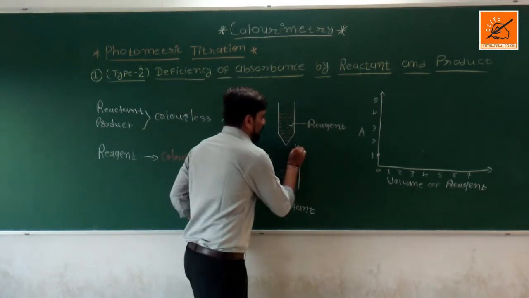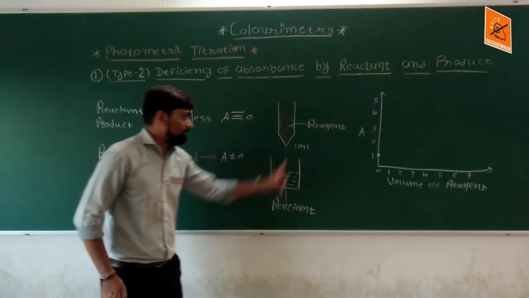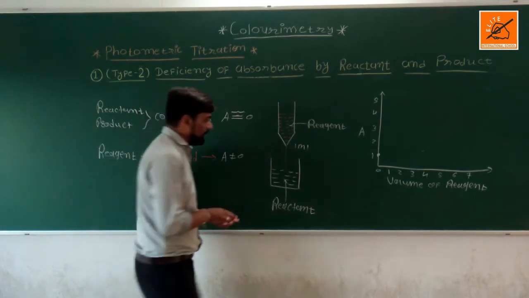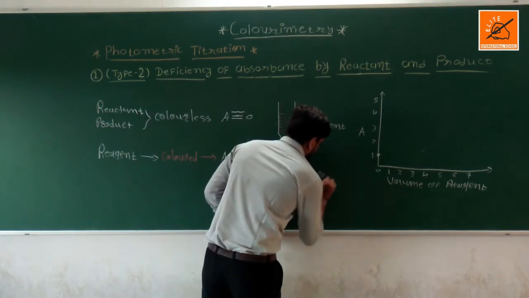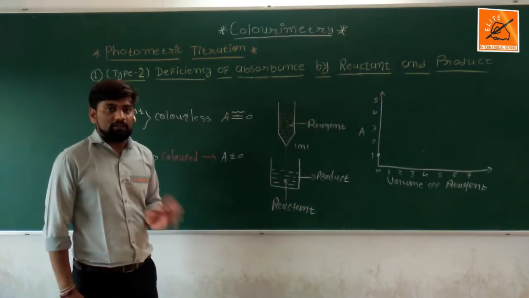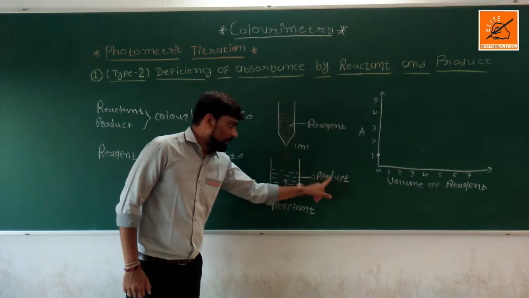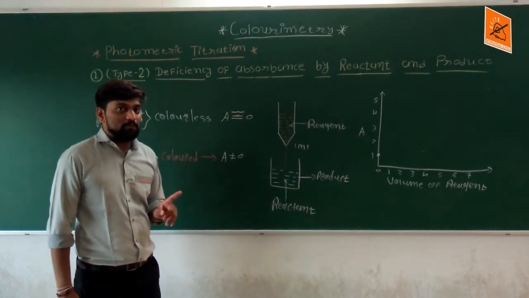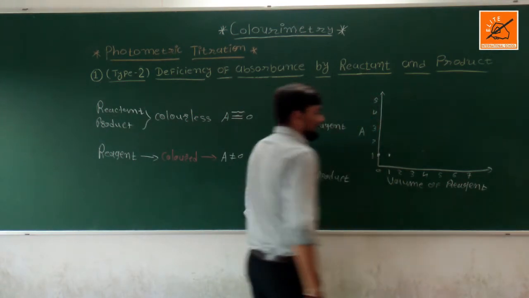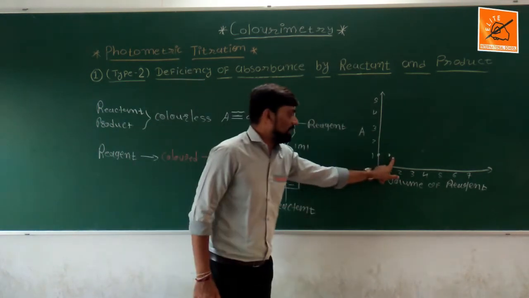Then we add 1 ml of reagent. So this 1 ml of colored reagent goes into the flask. At that time this 1 ml of reagent reacts with the colorless reactant and converts into the product. So this product is formed. But this product is colorless. That's why light is not absorbed by it. So this 1 ml of colored reagent converts into the product. That's why the absorbance value is constant. Whenever 1 ml of reagent is added into the flask, this 1 ml of reagent converts into the product. That's why the absorbance value is constant.